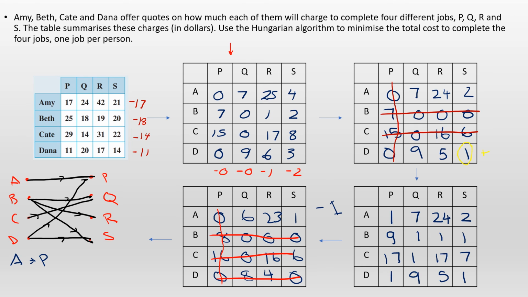And that in the original quote was $17. Because Amy's doing P, that means Dana has to do S, because Dana only had a 0 for P and S.